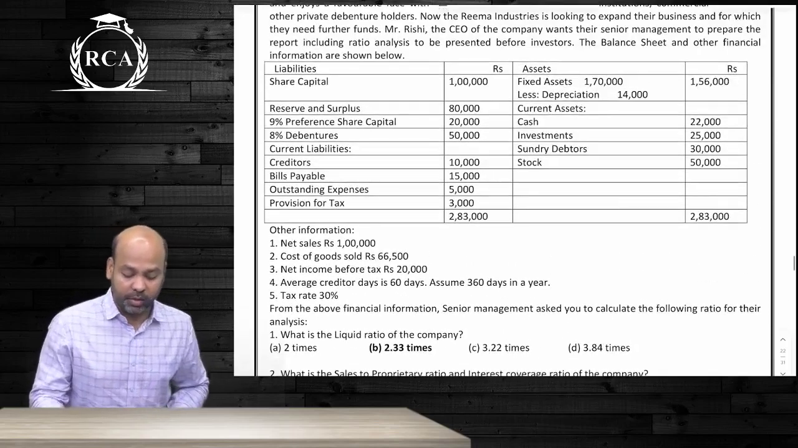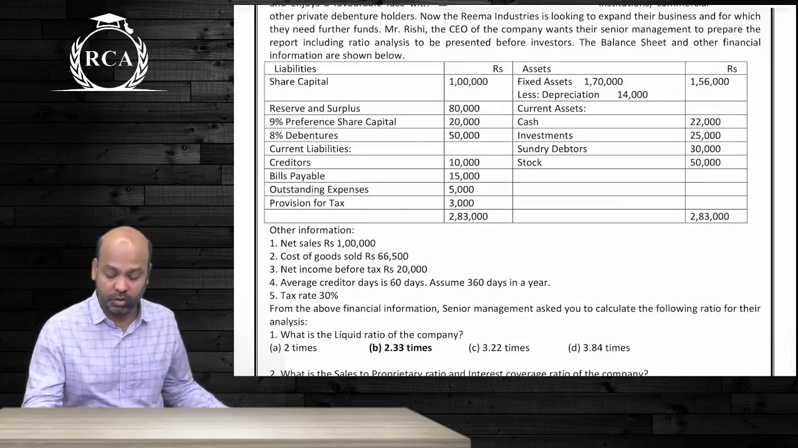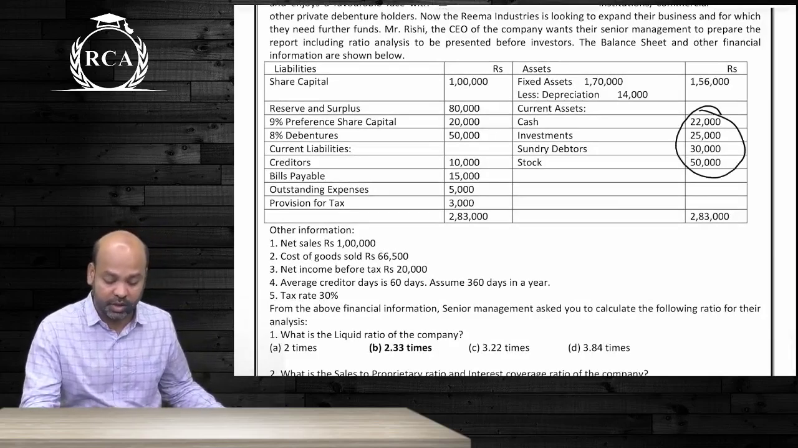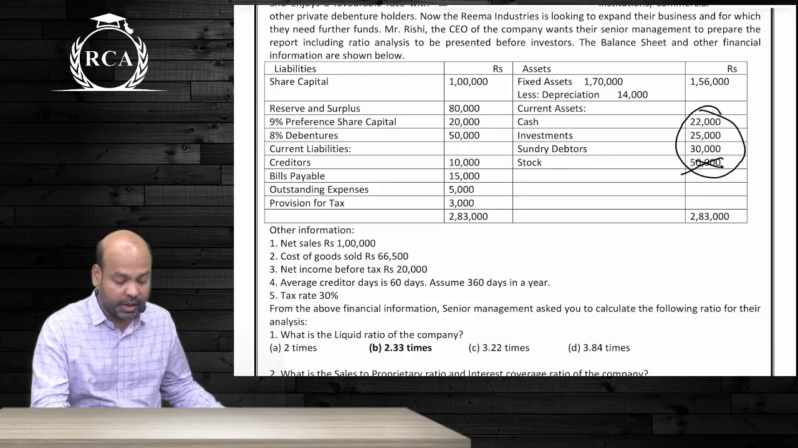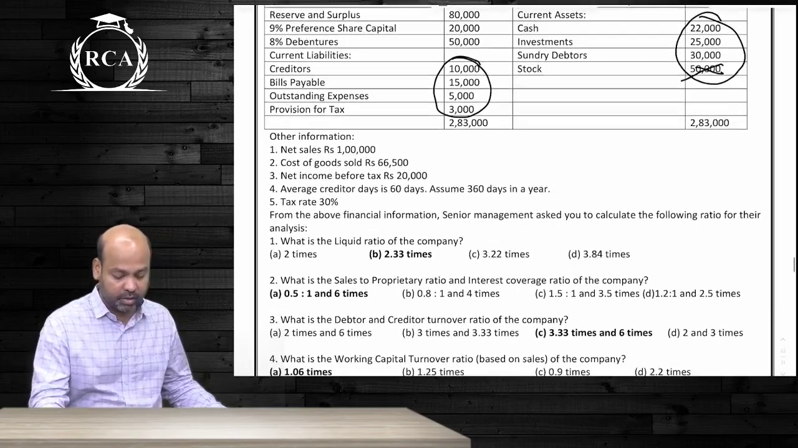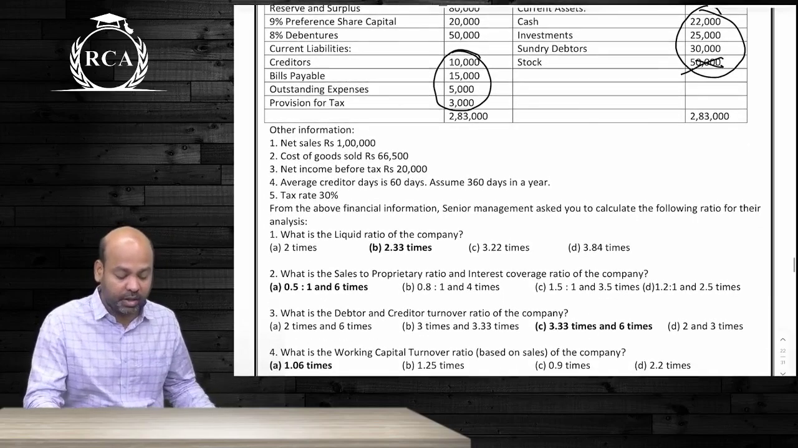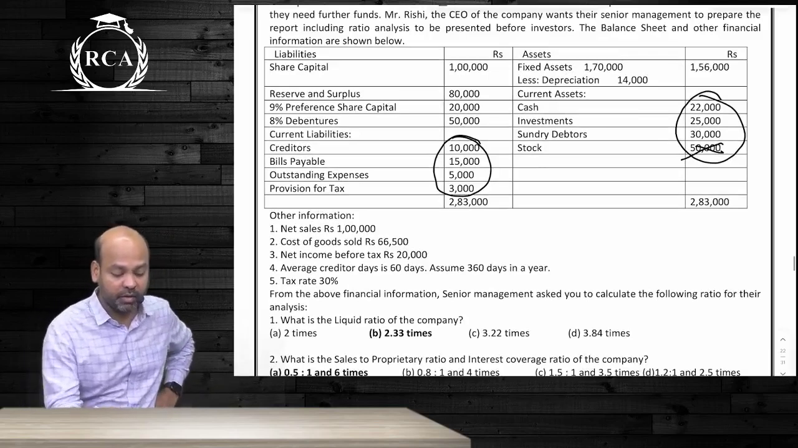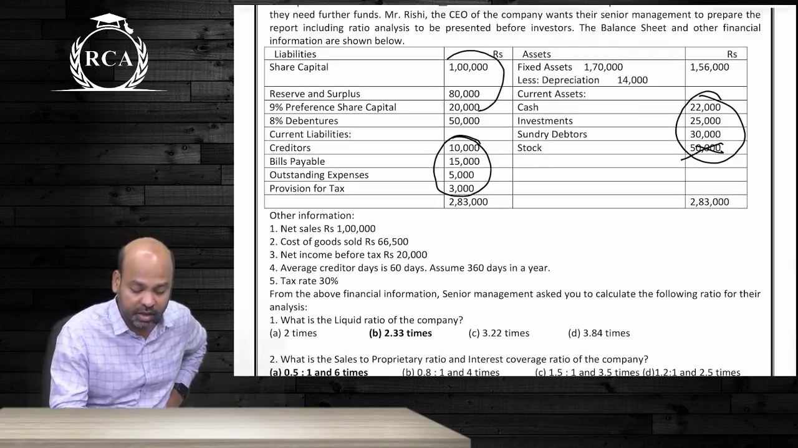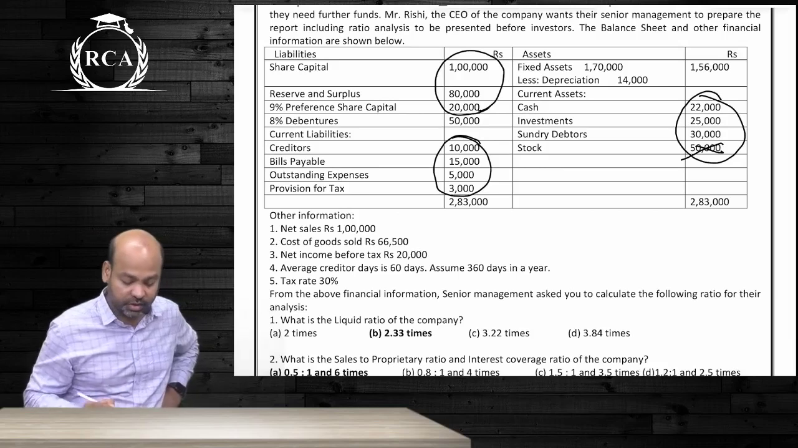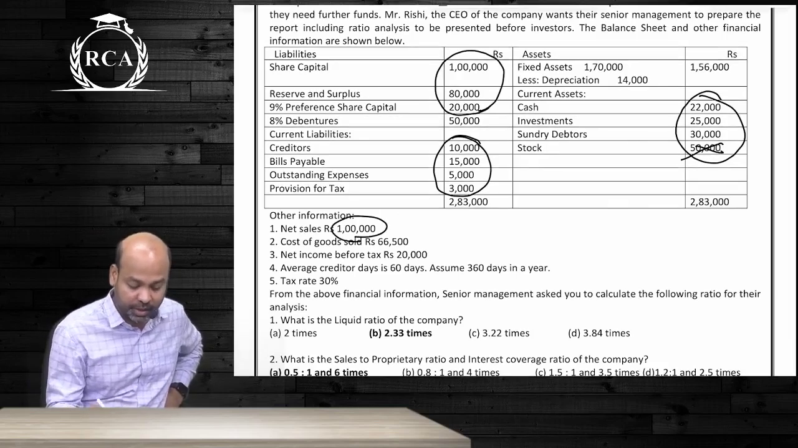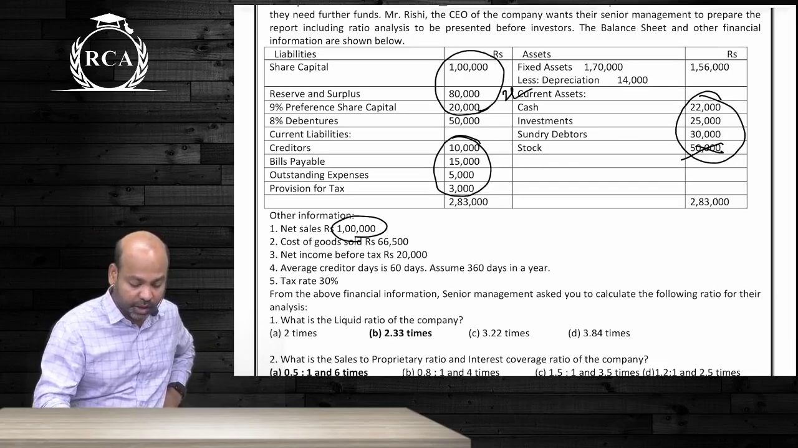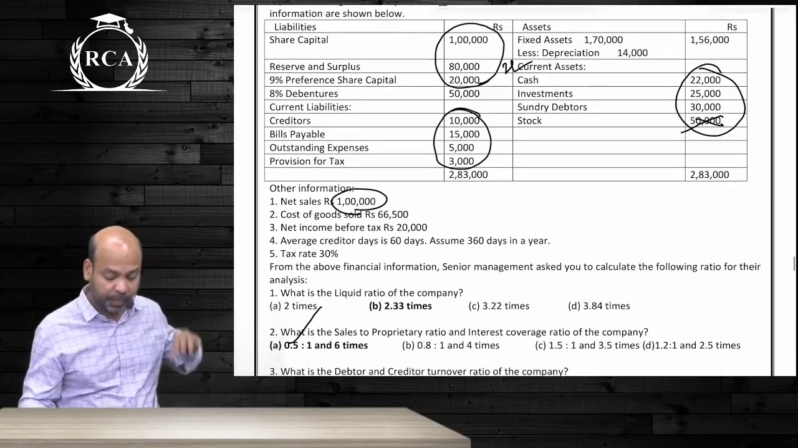First bit is liquid ratio. How will you compute liquid ratio? From total current assets, you should not include stock, and divide by the total amount of current liabilities. Next is the proprietary ratio. You know what proprietary funds are? Proprietary funds, guys, are shareholders' funds. So if you divide sales, beta, by proprietary funds, which is 2 lakhs, you will get the sales to proprietary ratio.